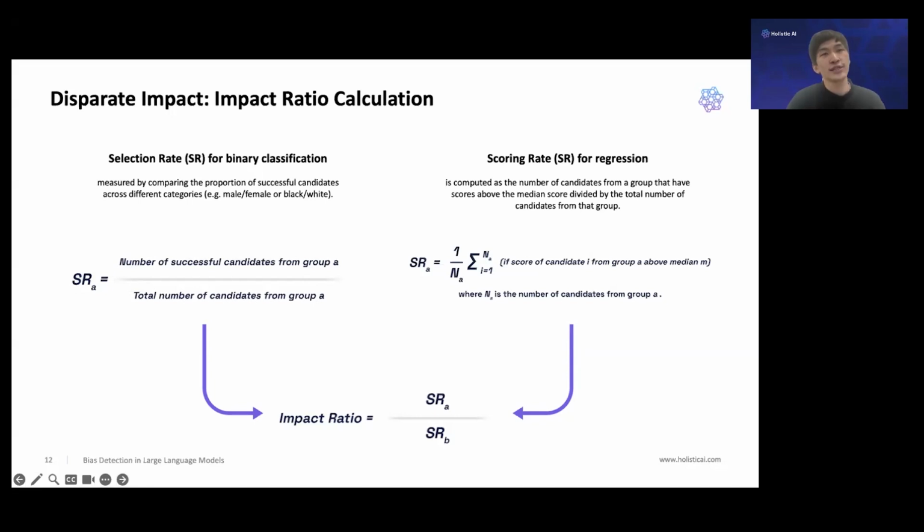And in terms of regression tests, where the model provides a score, we calculate the scoring rates, which is measured by the proportion of candidates from a group who score above the median, divided by the total number of candidates in that group. After calculating the selection or scoring rates, we determine the impact ratios, which is done by dividing the selection or scoring rate of one group by the rate of the group with the highest selection rate. A low impact ratio indicates a potential bias, where one group is being treated less favorably compared to the group with the highest success rate.